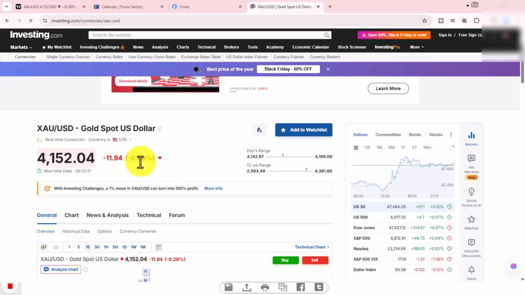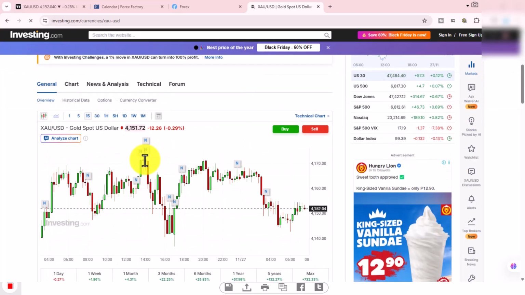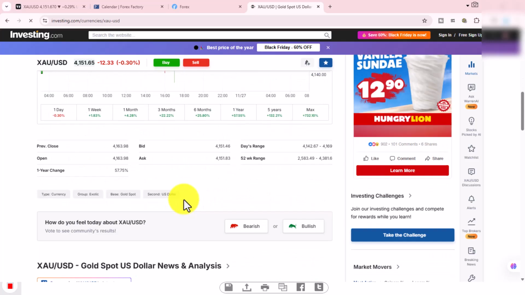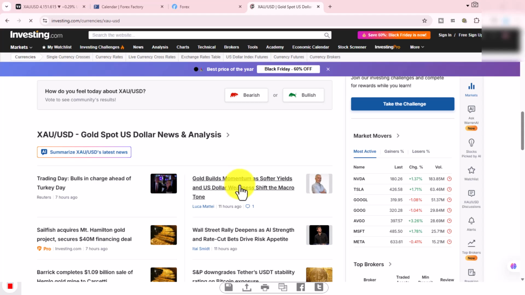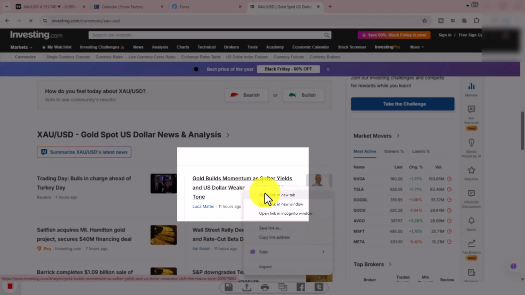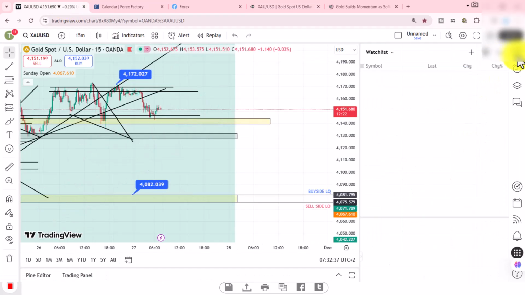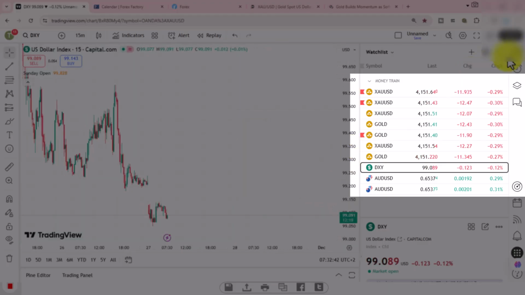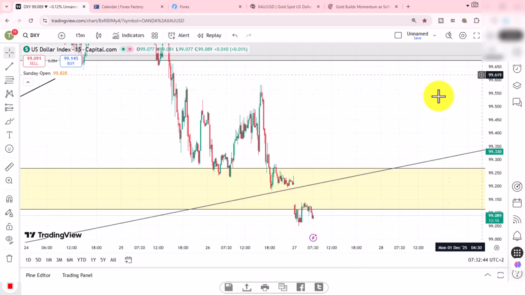So gold is currently at 0.29. Technically, what is it signifying? Gold builds momentum as softer yields and US dollar weakens. So they're saying, this is 11 hours ago, they're saying US dollar is weakening. Let's see how it is weakening. It is weakening. This is how it's weakening.